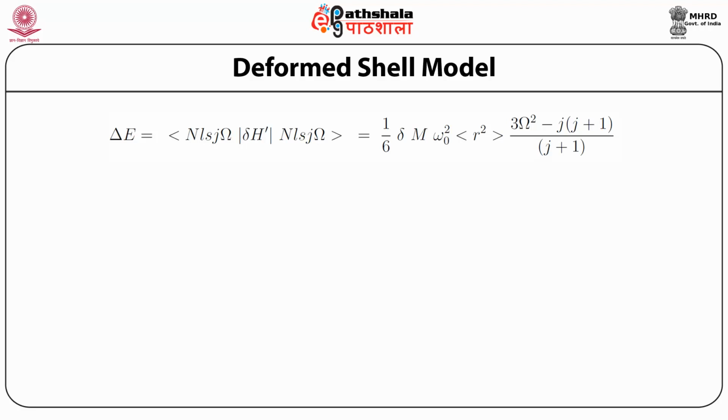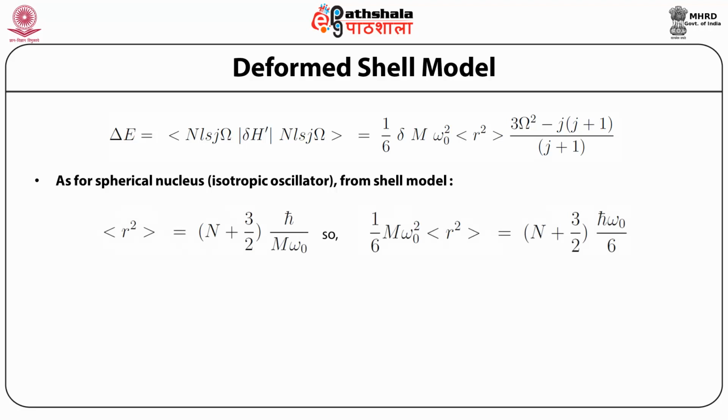So when we calculate it in the spherical basis, it turns out that delta is equal to 1 by 6 delta m omega 0 square into mean square radius into 3 omega square minus j into j plus 1 upon j plus 1. As for a spherical nucleus from the shell model, mean square radius is equal to n plus 3 by 2 h bar over m omega 0. So 1 by 6 m omega 0 square into mean square radius is equal to n plus 3 by 2 h bar omega 0 upon 6.